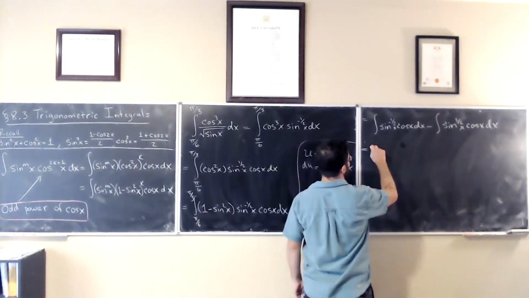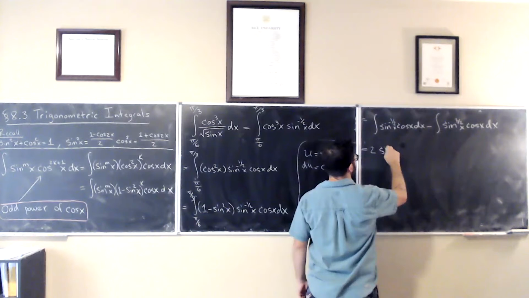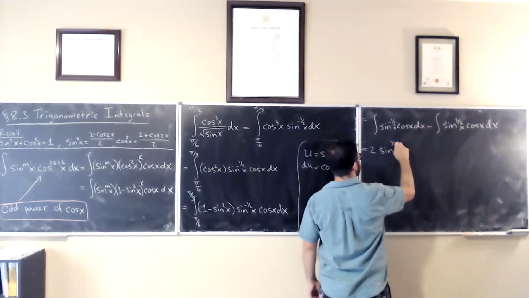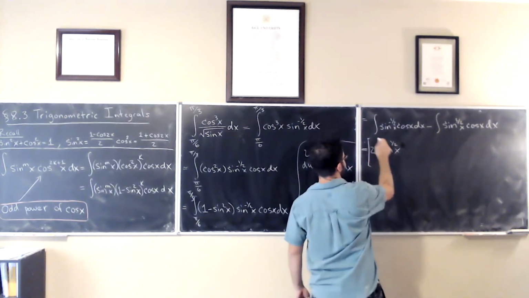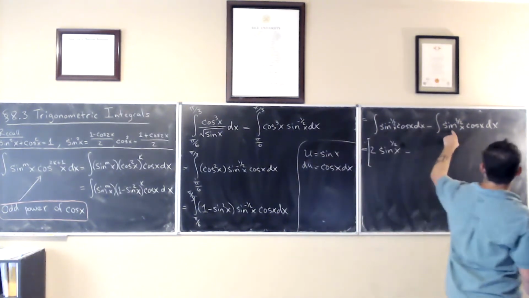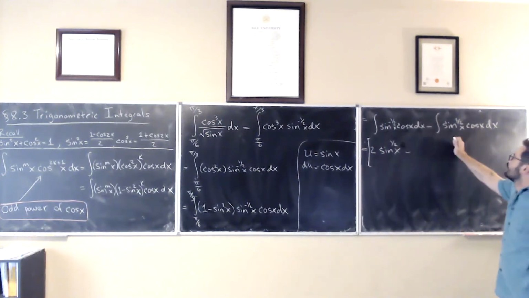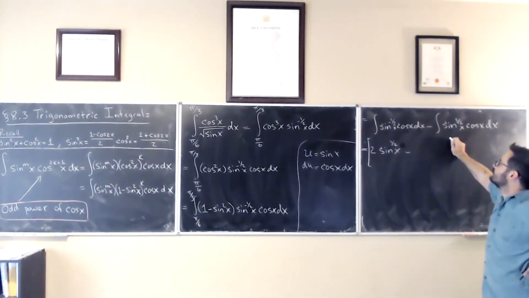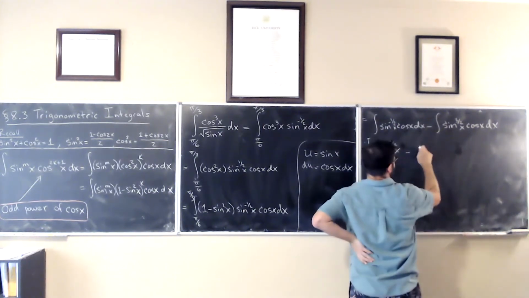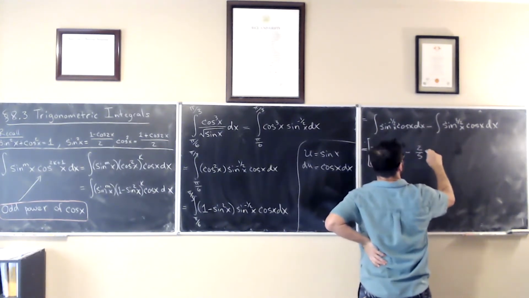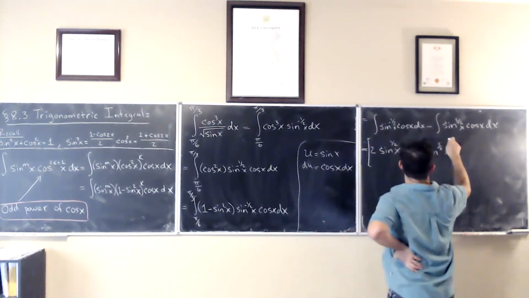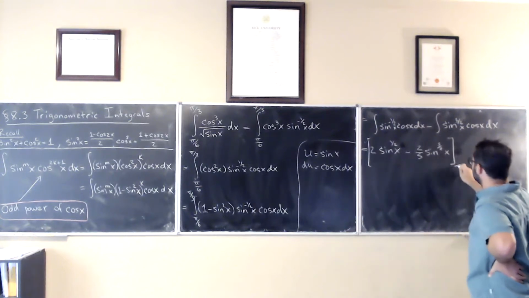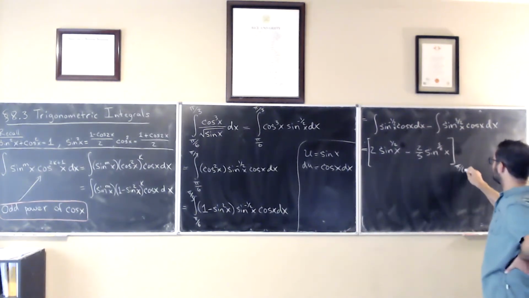So 2 sine to the power of 1/2 x for that one. And then for this one, so 3/2 plus 1 is 5/2, and then divide by 5/2, and it's like multiply by 2/5. So power of 5/2 x. And then the limits of integration are pi over 6 and pi over 3.